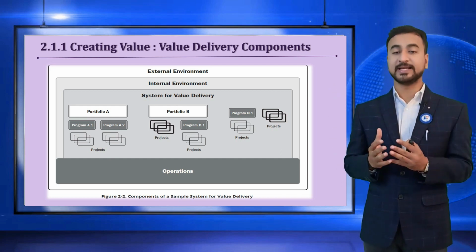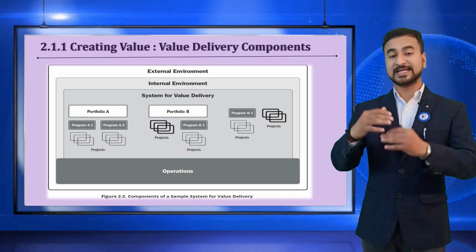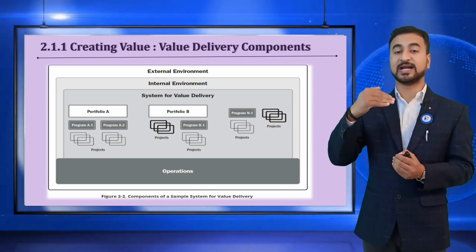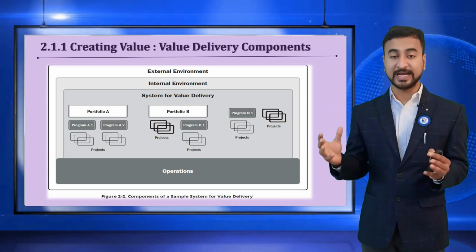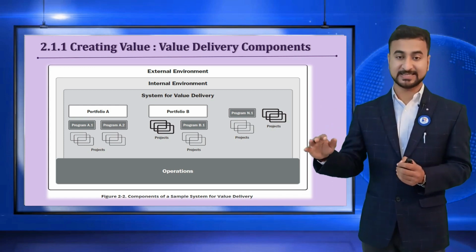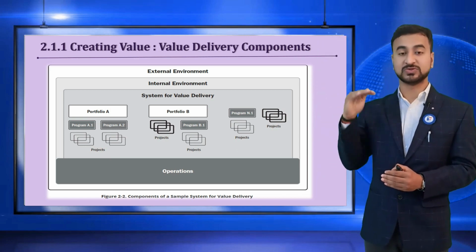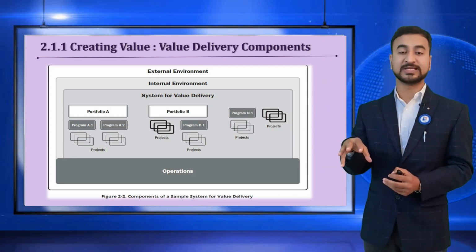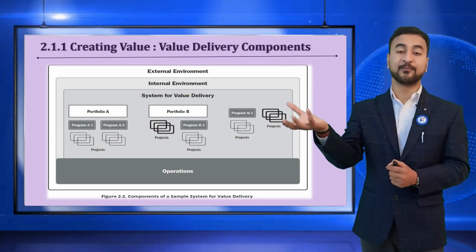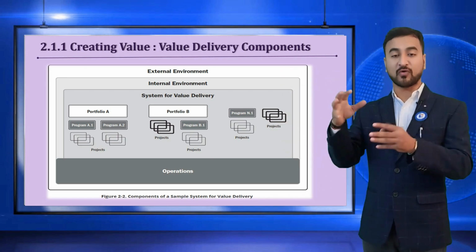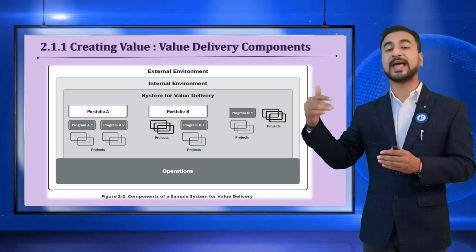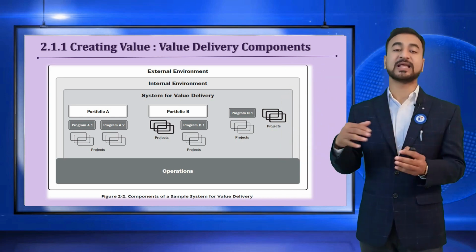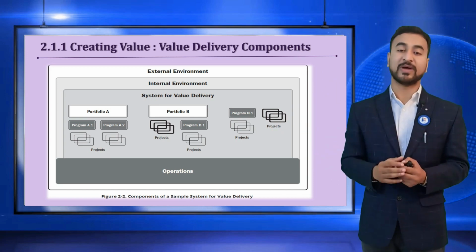So there are many. To start with, it's an entire ecosystem. We are working and doing things in an environment. There are external and internal environments, and in that we are doing projects, programs, and portfolios. A project is a simple, standalone initiative. A group of interlinked projects clubbed together is called a program. And the totality of the organization's investment, including projects, programs, and operations, is called a portfolio. So all of this is a complete ecosystem, and these are the components for value delivery.